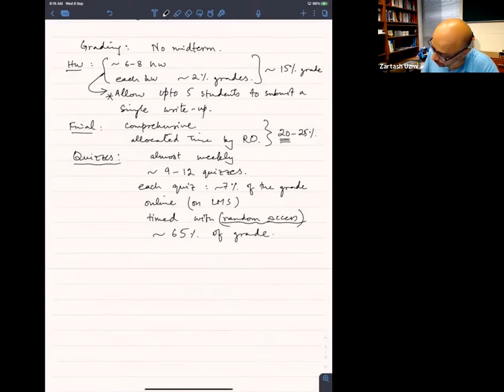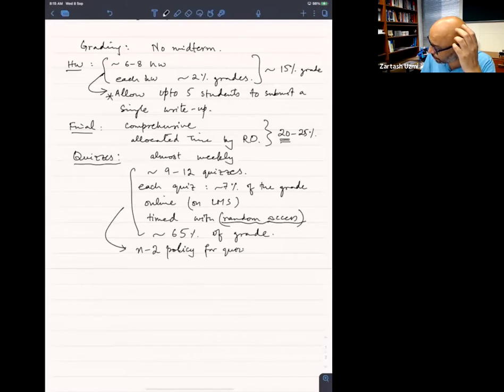For the quizzes, we do know that things happen. You know, internet fails. You know, somebody gets sick. Somebody is getting married or anything. So we do understand those situations. So we will use the N-2 policy for quizzes. What that means is that your 2 least scoring quizzes will get dropped.